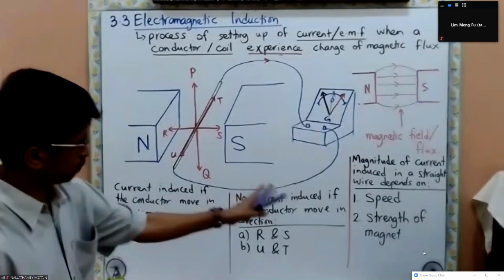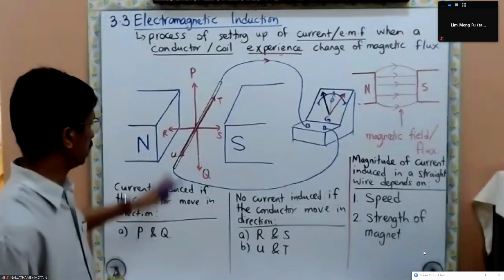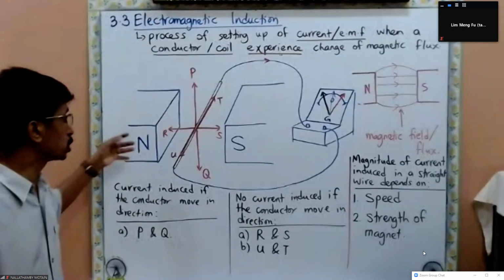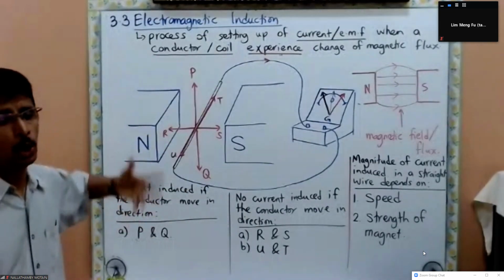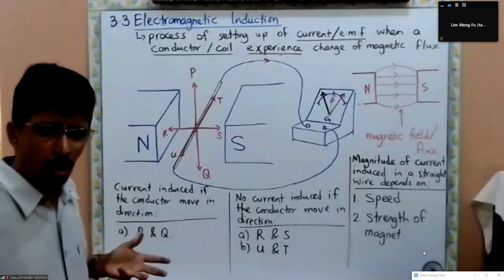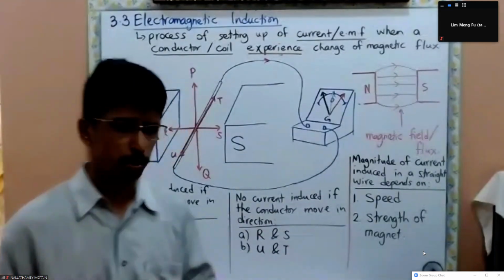So speed and strength of magnet. The strength refers to the number of magnetic fields. If you are using a strong magnet, the number of magnetic fields will be more, so more current is induced. This is explained by a law. Later we go through that law.